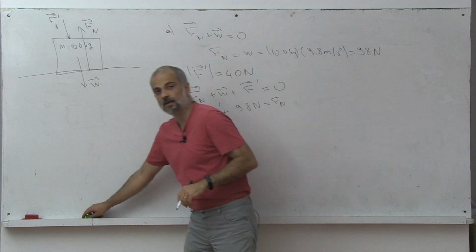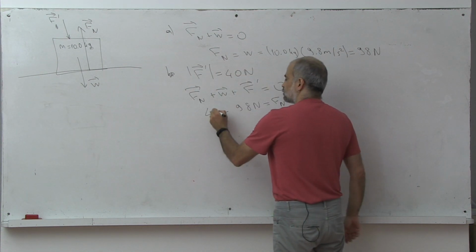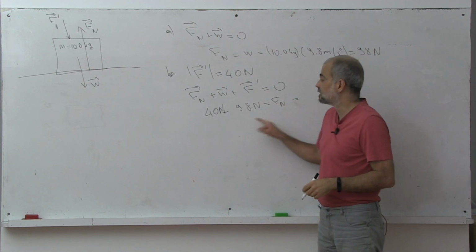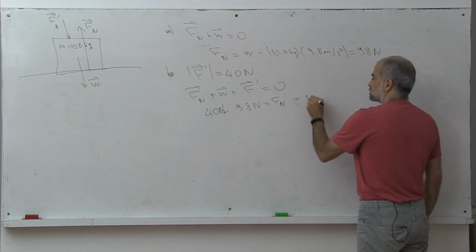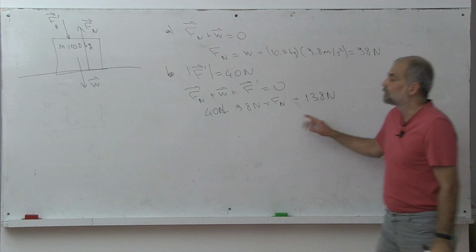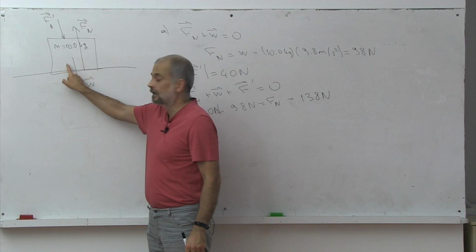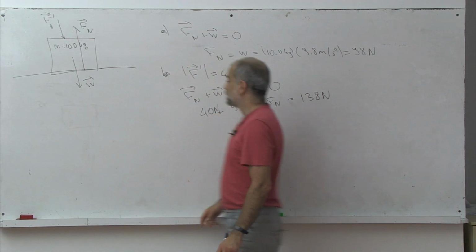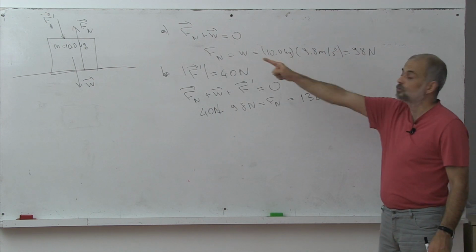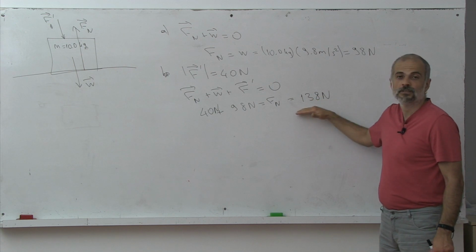Now we know that this F prime, you are pushing it with 40 newtons. So we find that the normal force in this case is 138 newtons. So you see that this is an example where the normal force acting on a block has a magnitude that is different than its weight. Remember, the box has a weight of 98 newtons, whereas due to this additional force, the normal force is 138 newtons.